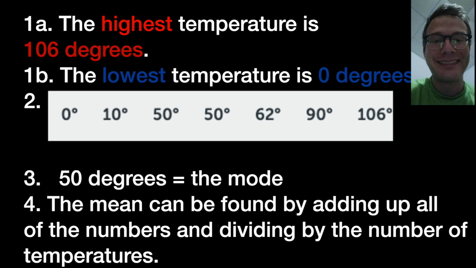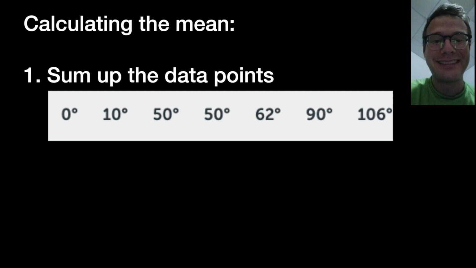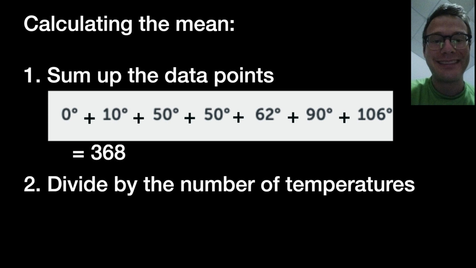Now, if I actually want to find the mean or average, I can add all the temperatures together. 0 plus 10 plus 50 plus 50 plus 62 plus 90 plus 106, all equal 368. And then divide by the number of temperatures in the set. Well, there are 7 temperatures, so I'm going to divide by 7. That gives me 52.57 degrees.